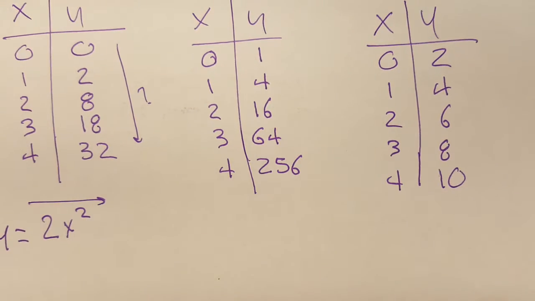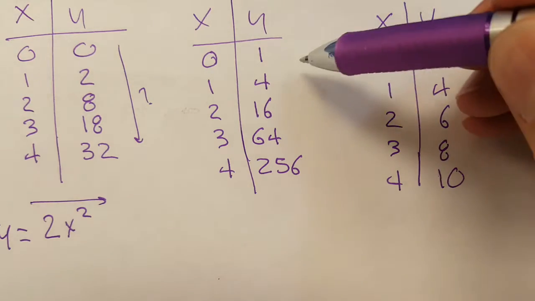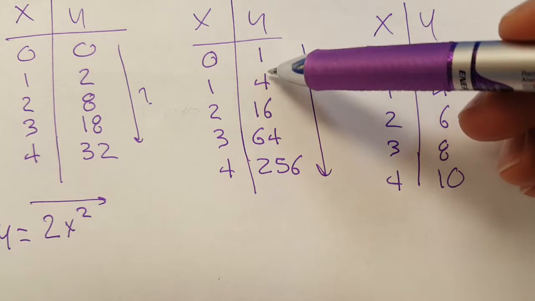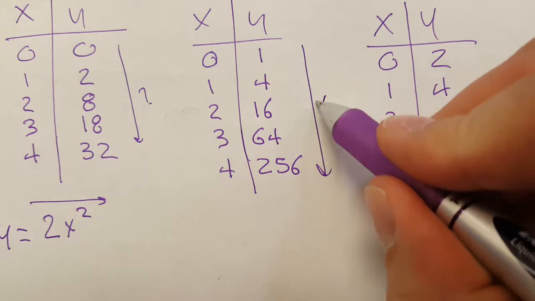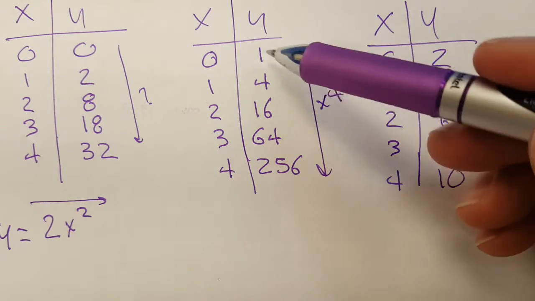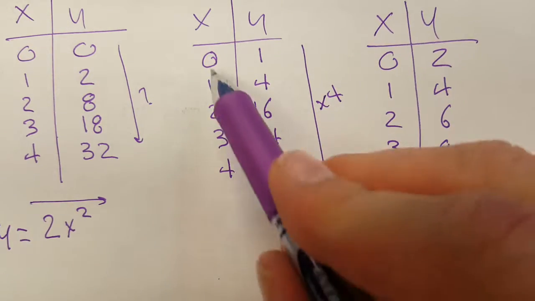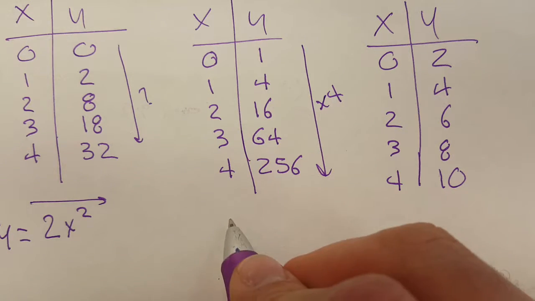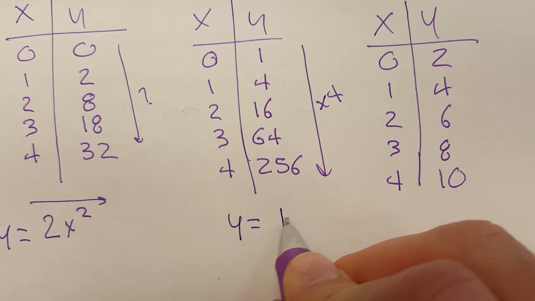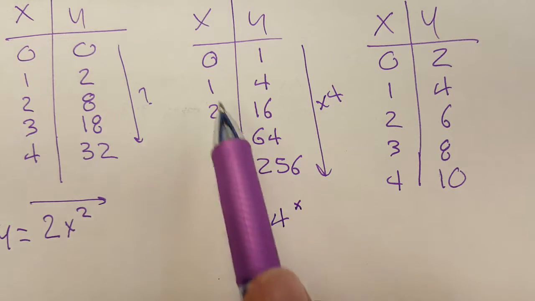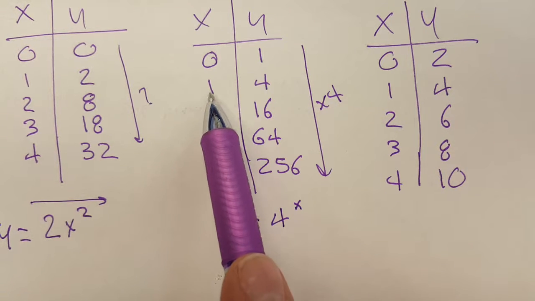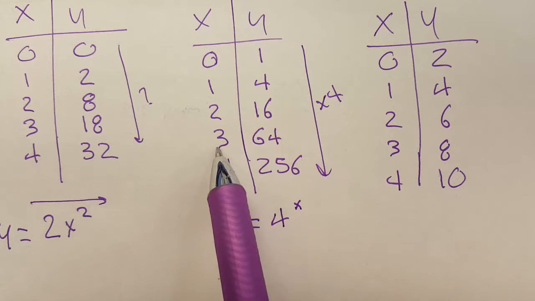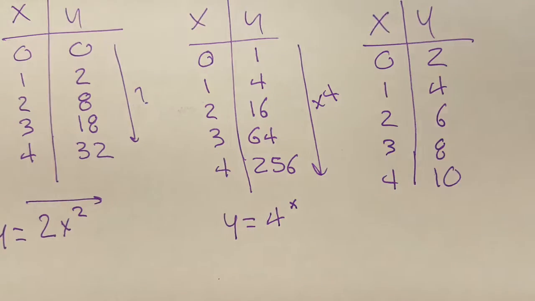Sweet, moving on. Next one, look for a vertical pattern. Times 4, this is easy. So I'm basically taking it times 4. How many 4s do I need? Well, that's what the x values tell me. So this is going to be y equals 4 to the x power. 4 to the 0 is 1. 4 to the 1 is 4. 4 to the 2 is 16. 4 to the 3, 4 to the 4, end of story.